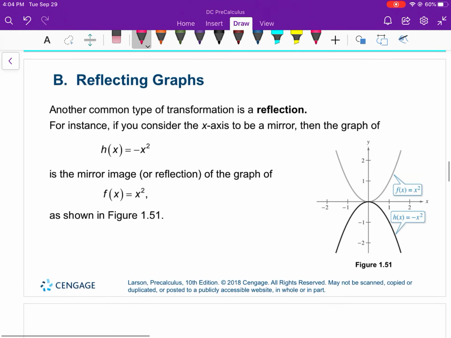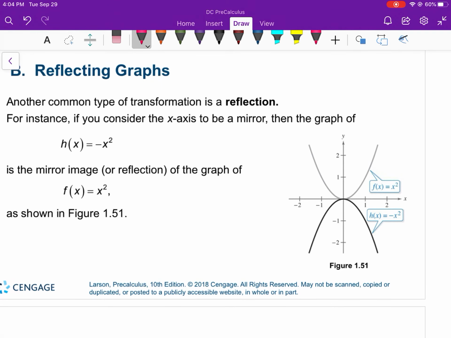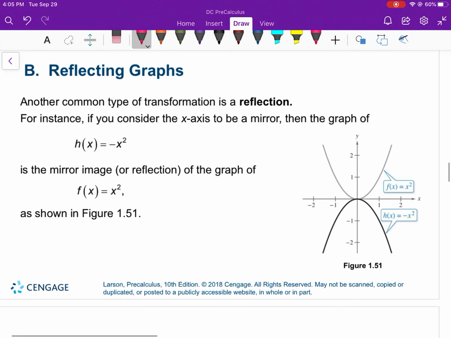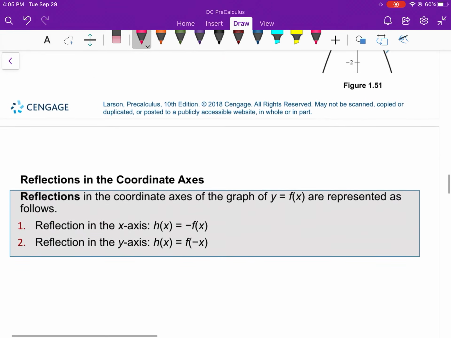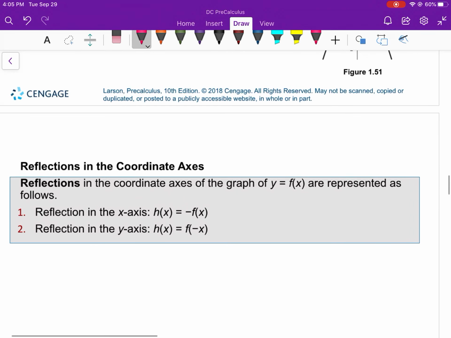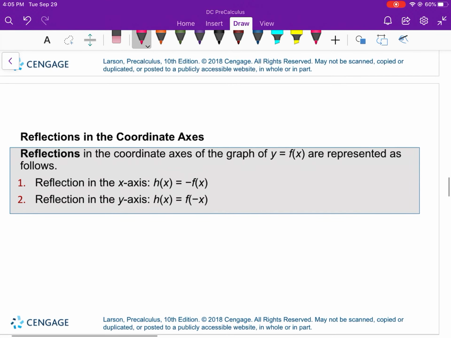Reflections. If your negative is outside of your function, that is going to be an x-axis reflection. So something like this. Or if I had negative radical x, that's an x-axis reflection, or negative x to the third, that's an x-axis reflection. It's negating your y, so that would make sense to flip it over the x-axis. If the negative shows up within, then that's a y-axis reflection.